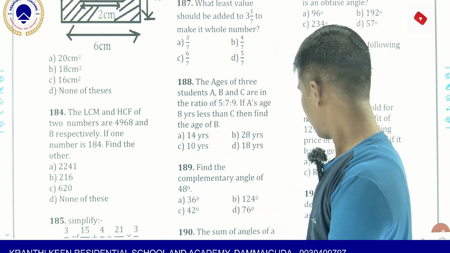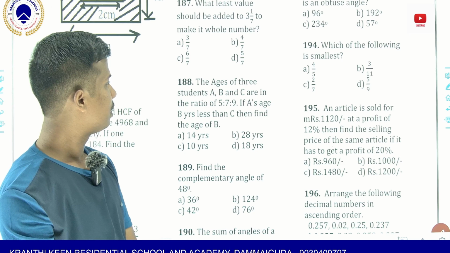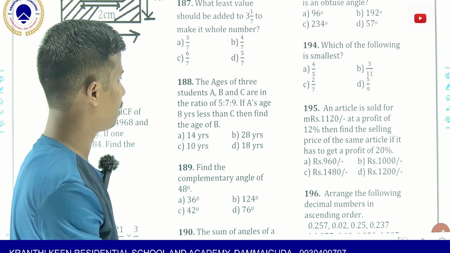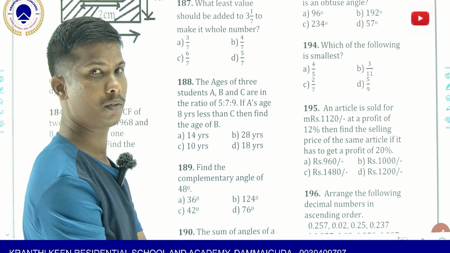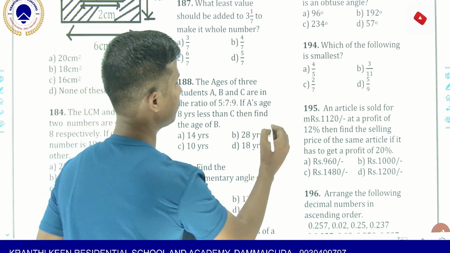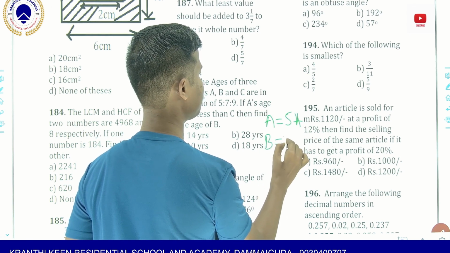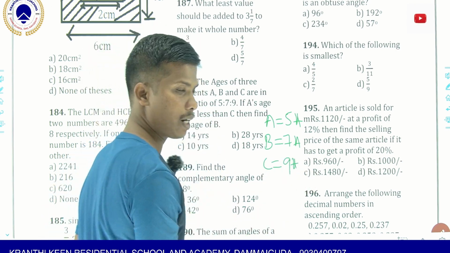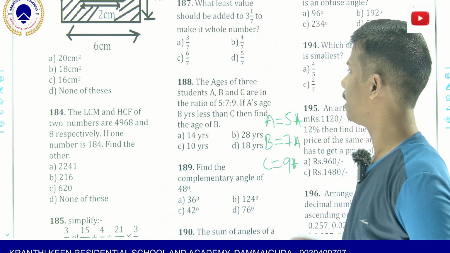Okay. Next, the same concept. This is regarding ratios. The ages of three students are there, and he has given the ratio 5 is to 7 is to 9. To get the ages separately, what do you have to do? You have to multiply with some fixed number. Let it be x. Then the age of A is 5x, B is 7x, C is 9x. In the ratio we can write 5 is to 7 is to 9, but when separating, you have to multiply with some fixed quantity. That will be the x here.